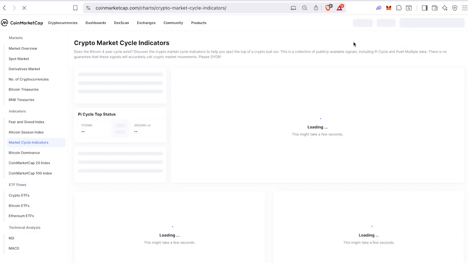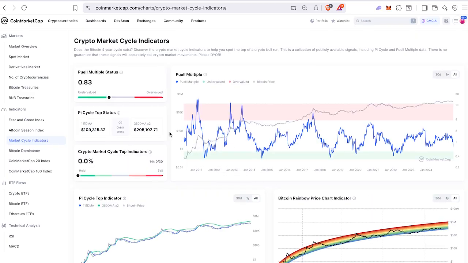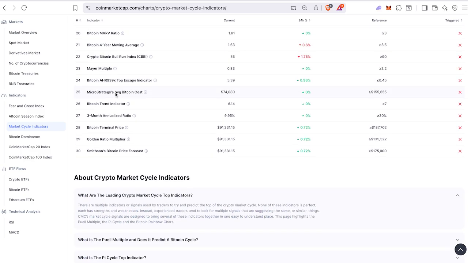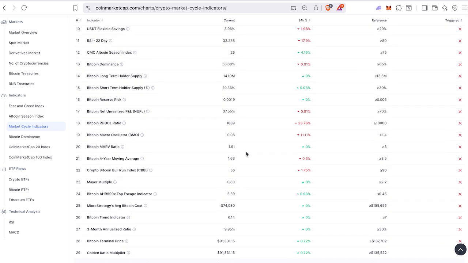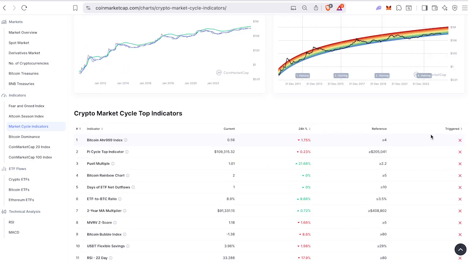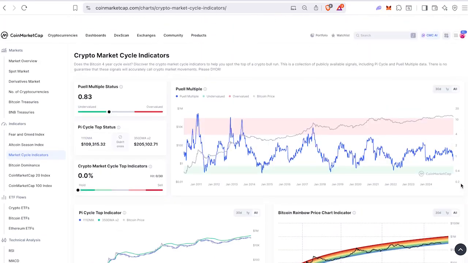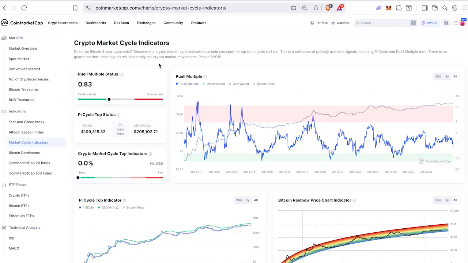There's a lot more that you can go through, and the more advanced you start to get into this, you can just come over here. And then as you can see, there's a list of over 30 that you can go ahead and just analyze and whether these indicators have been triggered or not. And as you can see, a lot of these indicators have not been triggered as of yet.